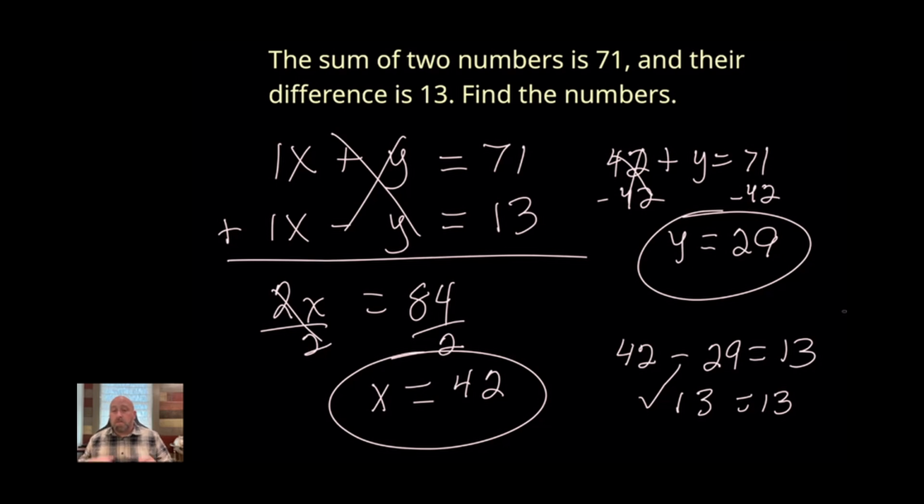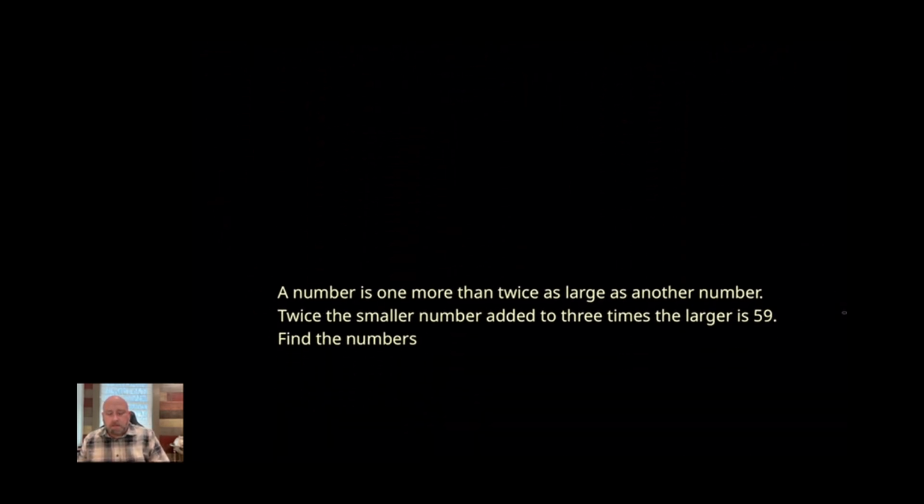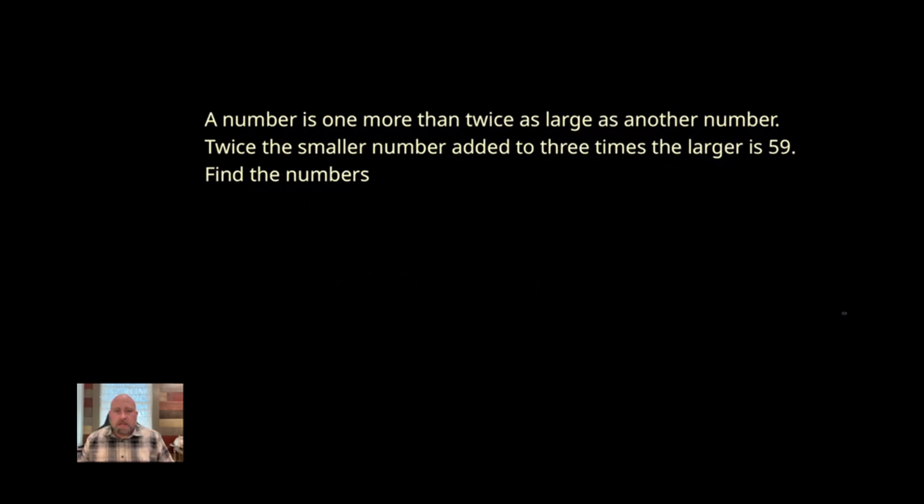Okay? So we're just going to write them, we're going to stack them up, and then we're going to either use substitution or elimination. We'll get the same answer either way. All right, let's move on to the next one. Here we go. A number is one more than twice as large as another number. Twice the smaller number added to 3 times the larger is 59. Find the numbers.